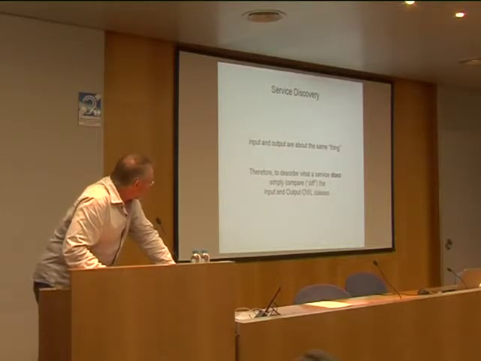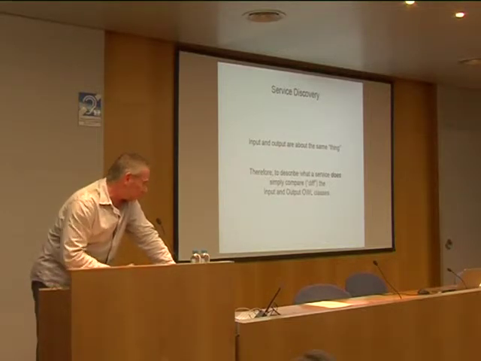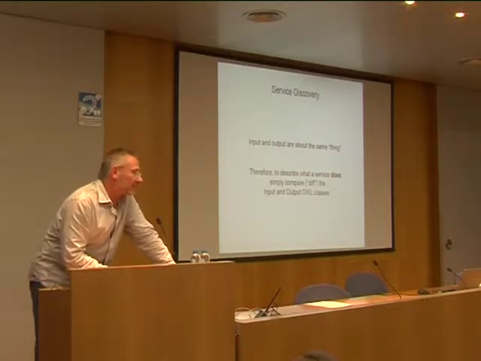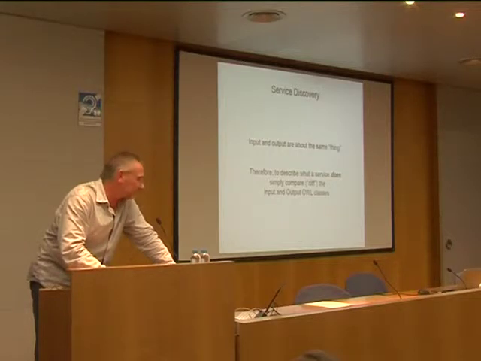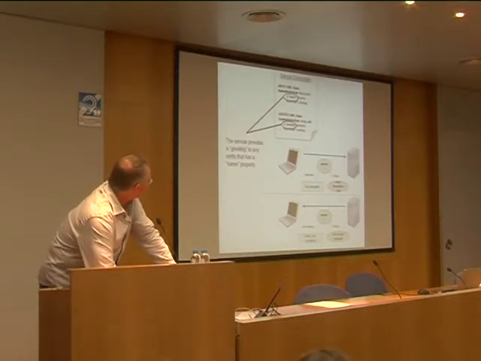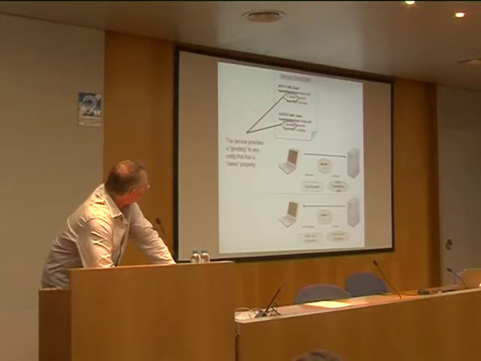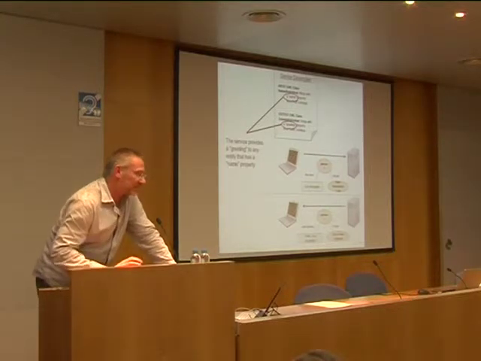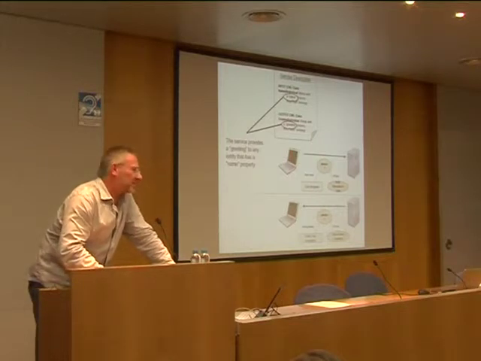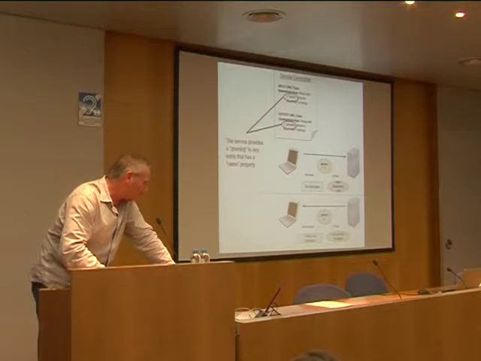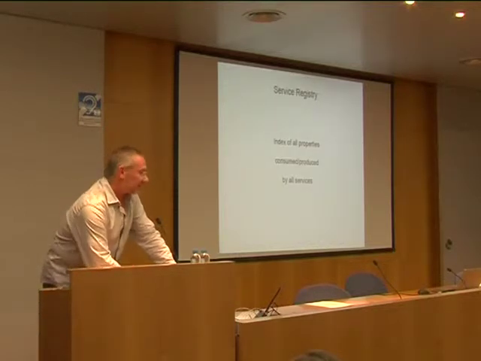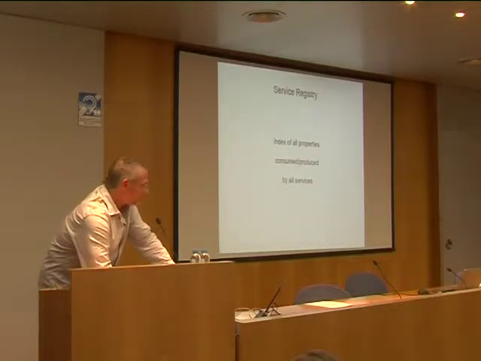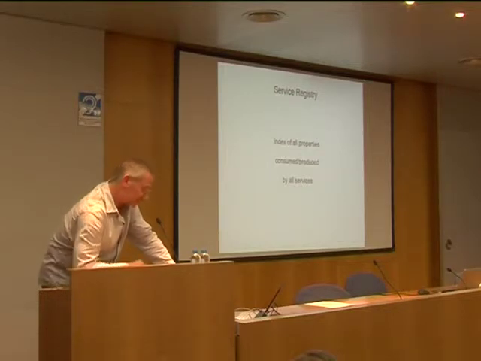To discover services, because the input and the output are about the same thing, you simply do a diff. Output diff input. And that tells you everything that the service does. So I can do a diff and I say, well, that service provides a greeting property to any entity that has a name property. That's what my service does. Every service then becomes an annotation service, but that's actually what most services in bioinformatics do. And then in our registry, we index all of the properties that are consumed or produced by all of the services.